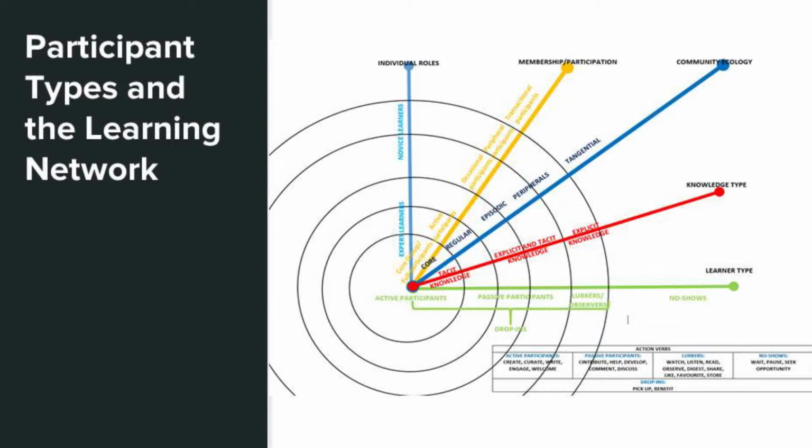This is Aris's slide that I don't understand too much, but he put in without telling me. Aris says that there are different types of layers in a network. So you can go from an active to a no-show, tacit knowledge to explicit knowledge. And Aris's idea is as you get further towards the centre, if you're an active participant, you're using your tacit knowledge, you're part of the core group, and you're an expert learner.